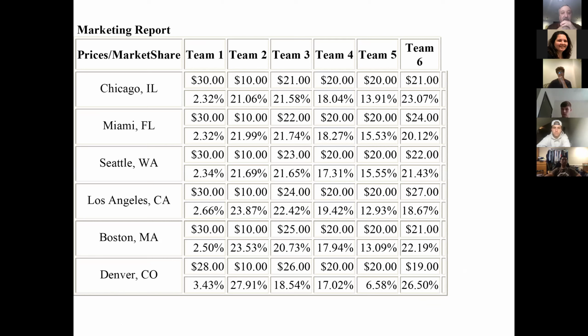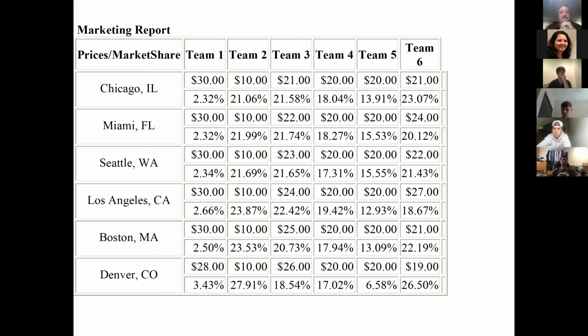Okay, so you get a report in the industry report. You can see what price each team set in each market in the period that just finished, and you can see what share of that market they got. As you can see, these guys have the lowest price. They got 21%. These guys set a price of $21. They got a slightly higher percent. So the market share you get definitely depends on price, but it depends on other things as well.